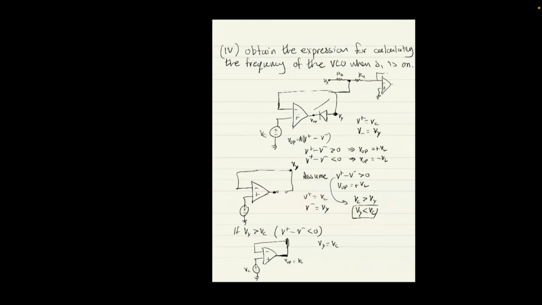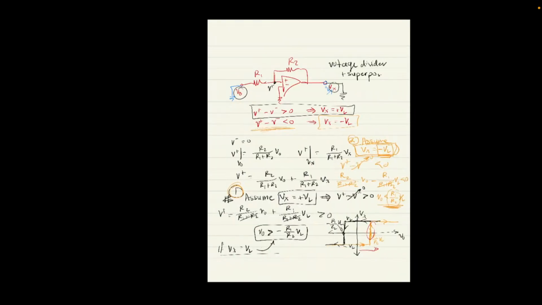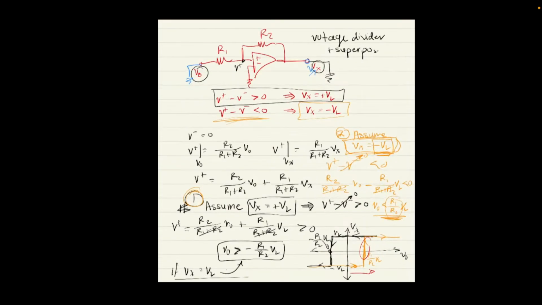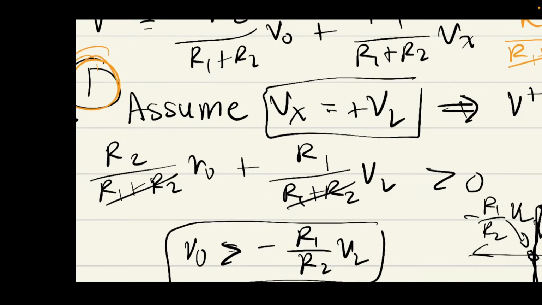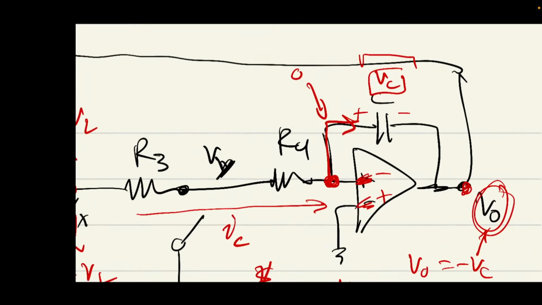We now have to go back and do the same analysis that we did before, but we have to take into account that in the first case, where Vx is positive VL, Vy is something else. So we'll get to what that something else is in a second.